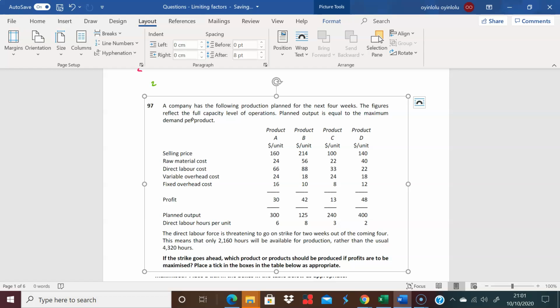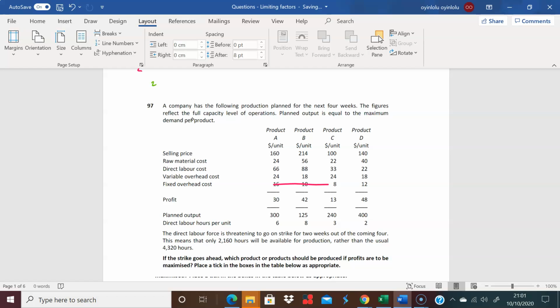We have one limiting factor. We have a number of products. Ultimately, we're looking for the product with the highest contribution per limiting factor. So what we have to first of all find is the contribution from each product. Therefore, I must eliminate these. Technically, you could just add back the 16 and this to the profit to get the contribution, as you wish. But the key point is get the contribution. So you will see that this is 46 for product A, this is 52, this is 21, and this is 60.